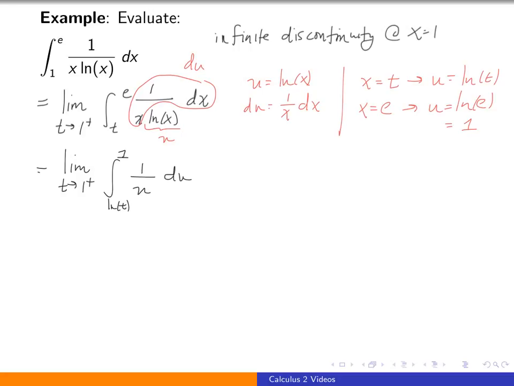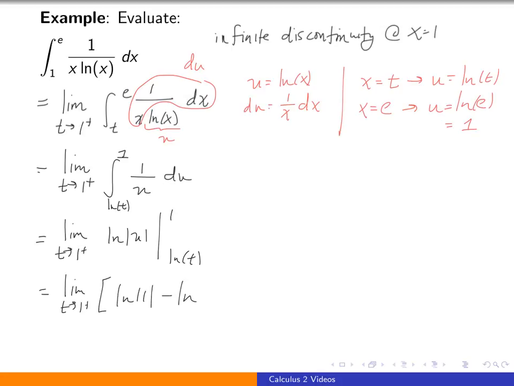So we now anti-differentiate. The antiderivative of 1 over u is the natural log of the absolute value of u. And by the fundamental theorem of calculus, we plug in from ln of t to 1. So this will be the limit as t approaches 1 from the right of the natural log of 1 minus the natural log of the natural log of t. So the natural log of 1 is equal to 0. So that first term simply vanishes.